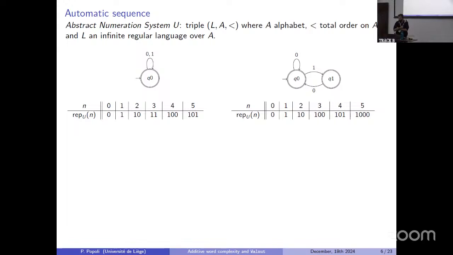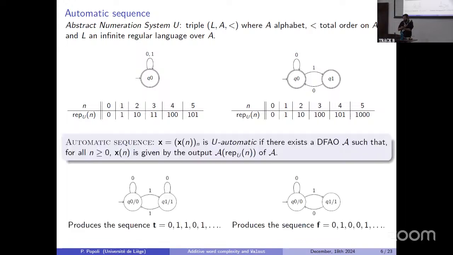And then we say that a sequence is automatic if there exists an automaton such that, when the input is the representation of an integer in this numeration system, the output of the automaton is exactly the nth term of the sequence. So on the left, we have the automaton for the Thue-Morse sequence. And on the right, this is the automaton for the Fibonacci word, the Sturmian word.